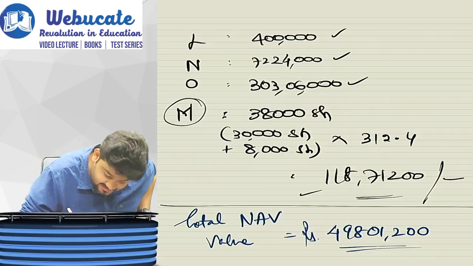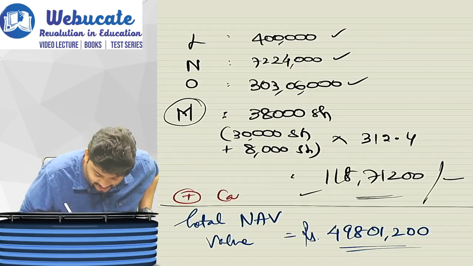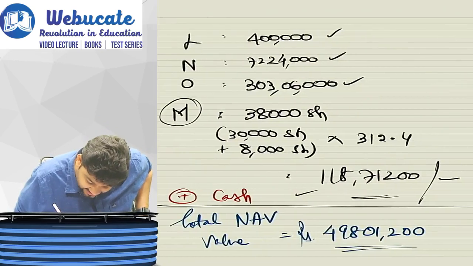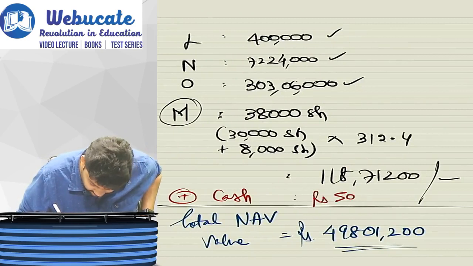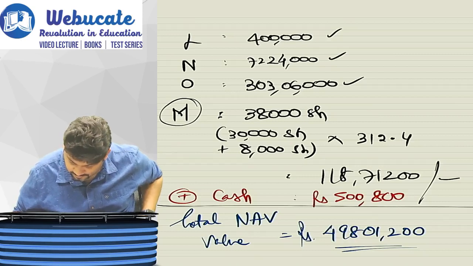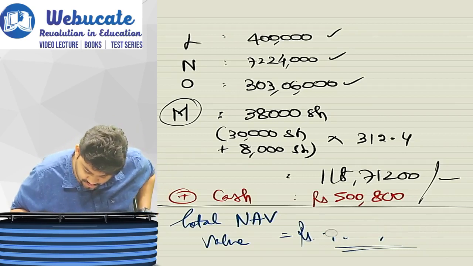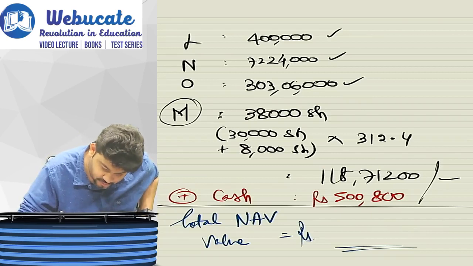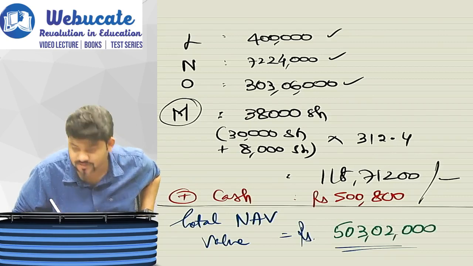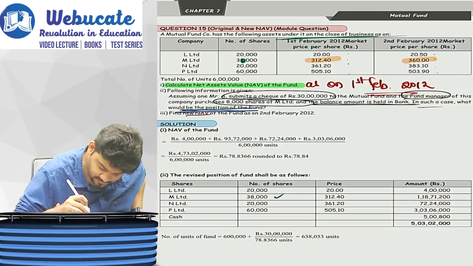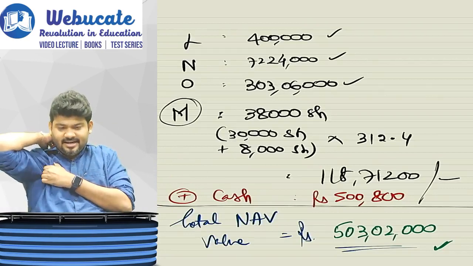Is it so? Plus 5 lakh hidden adjustment, plus 5 lakh cash, 5,08,00. So 5 crores, 3,02,000. Are we clear, everyone? Please do the mathematics correctly, guys.